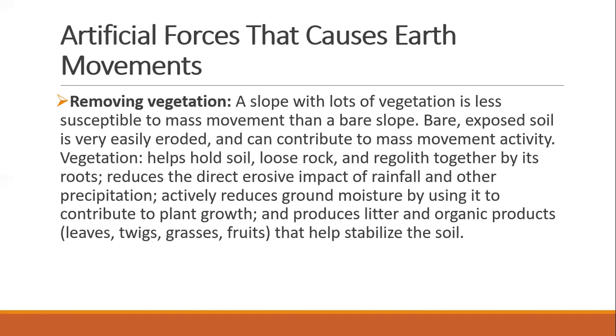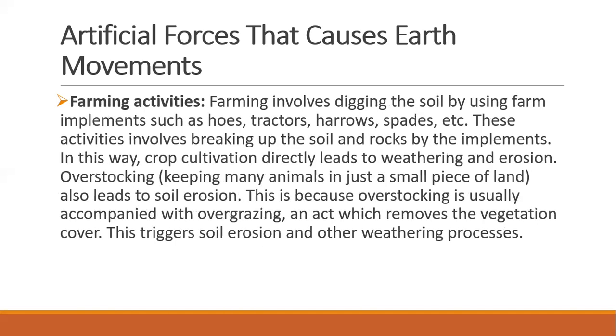Vegetation also actively reduces ground moisture by using it for plant growth, and produces organic products. It has leaves, twigs, grasses, fruits that help to stabilize the soil. Now, this human activity of removing vegetation, maybe for settlement, can cause the land to be bare and very vulnerable to erosion. The second one is farming activities.